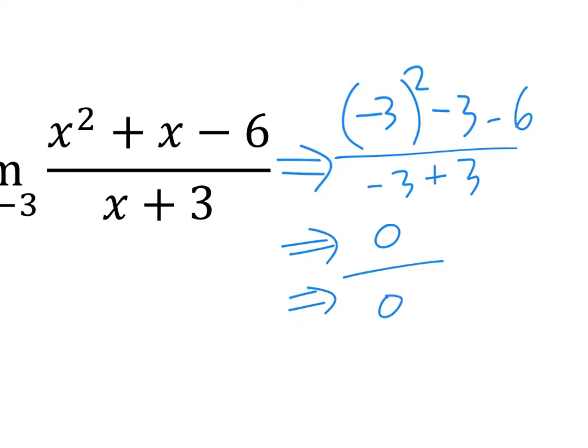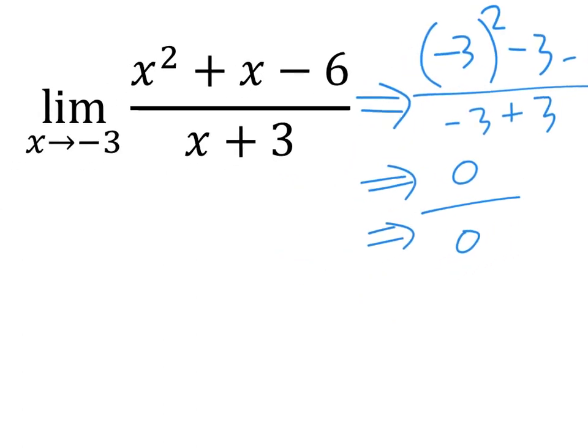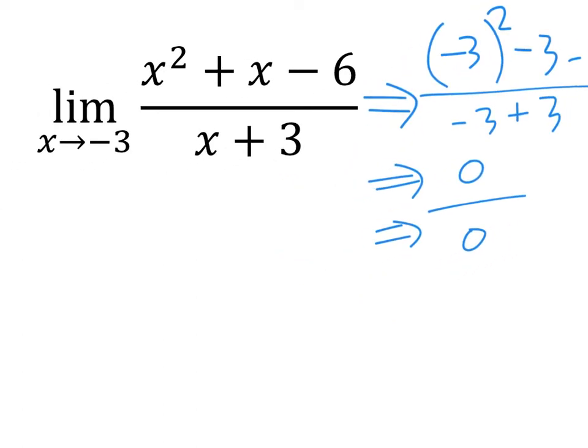0 over 0. That's a special thing in calculus. It means it's possible, but do it a different way. So what we're going to do is factor and simplify. Is this only for when the top and the bottom are both 0? Yes, correct. Only when the top and bottom are both zeros. So in this case, we're going to factor and simplify.